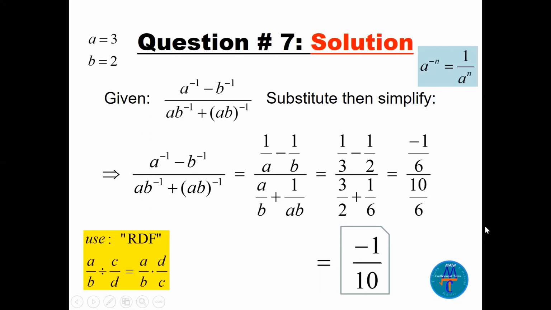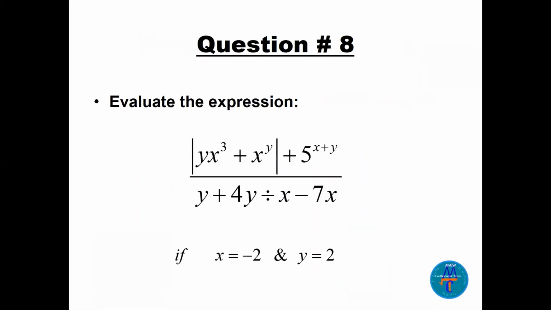Maybe this is a medium question. Now, the last one will be really nice. I will not say challenging, but it's a nice question. The absolute value of yx cubed plus x to the power y, this is all inside the absolute value, plus 5 to the power x plus y, all divided by y plus 4y divided by x minus 7x. x is minus 2, y is 2. I think it's more difficult than question number 7, for sure.